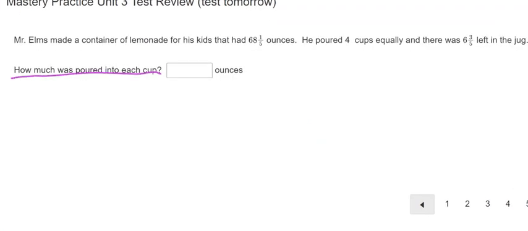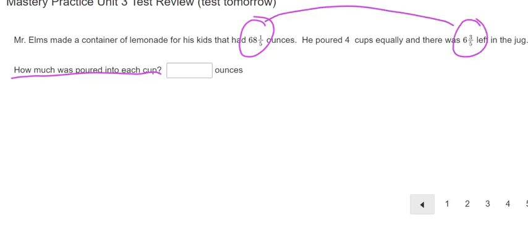How much was poured into each cup? So it looks like we're starting with 68 and 1/5 ounces. And even though there's fraction and fraction here, we can still work with decimals. So 68 and 1/5, 1 out of 5 is 2 out of 10.